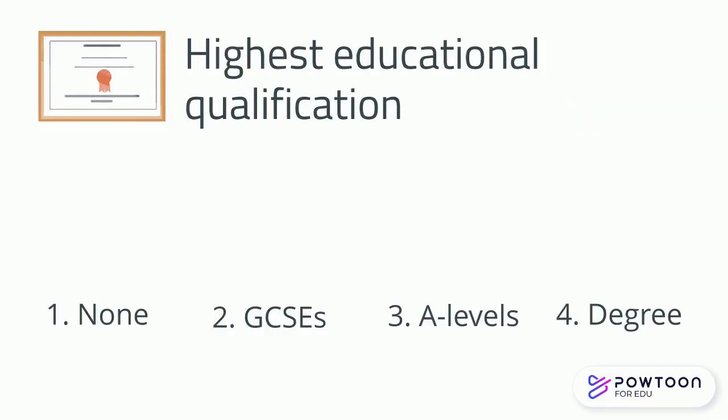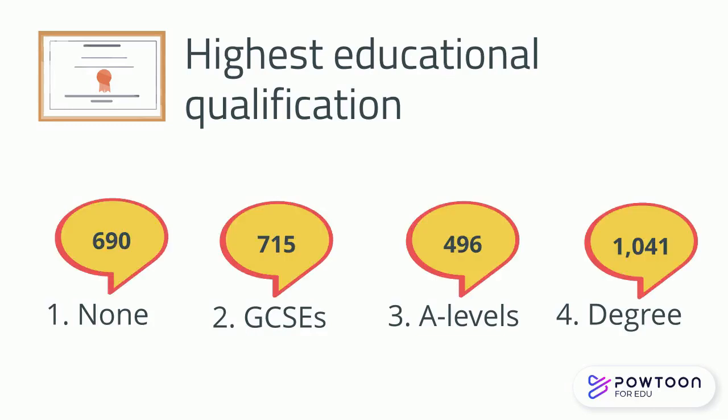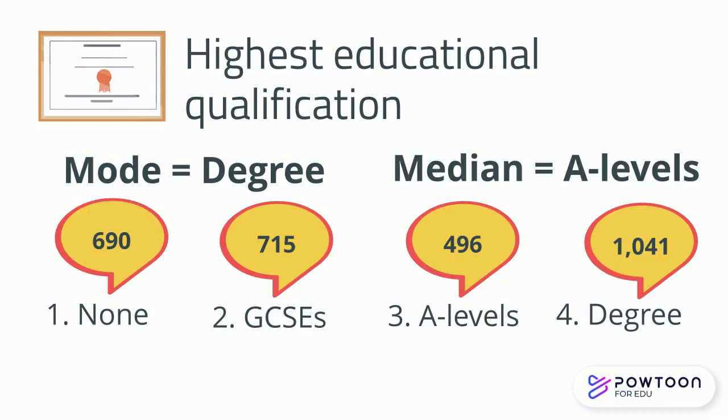Looking at this real-life data for highest educational qualification, we can see that the most common response is for degree, so that is our mode. However, when we calculate the median, this comes out as 3 for A levels, which takes into account the spread and order of this data slightly more than the mode does.